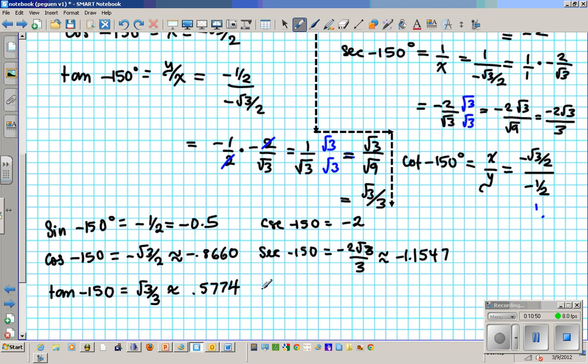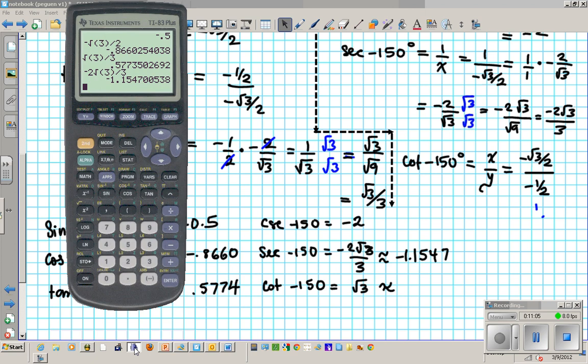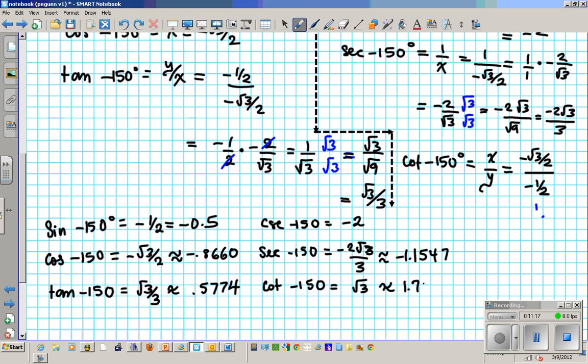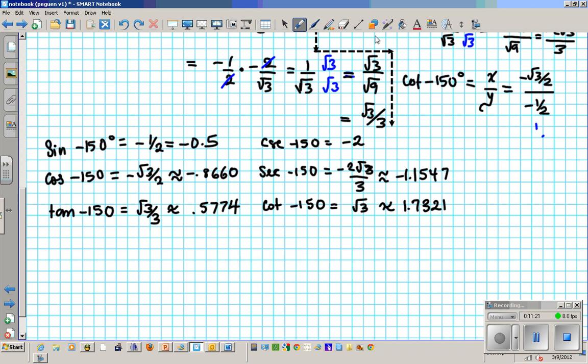And last but not the least is cotangent negative 150, which is root 3. That one's going to be an approximation again because we have a square root. So what is the square root of 3? Square root of 3 is 1.7321. Write that down, 1.7321. All right, so these are our answers, okay?